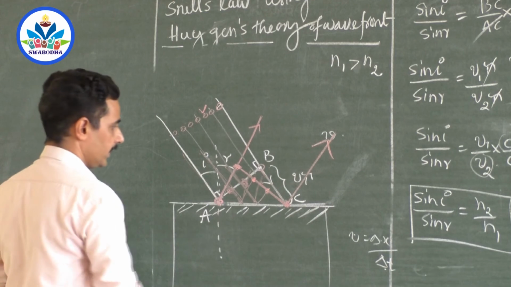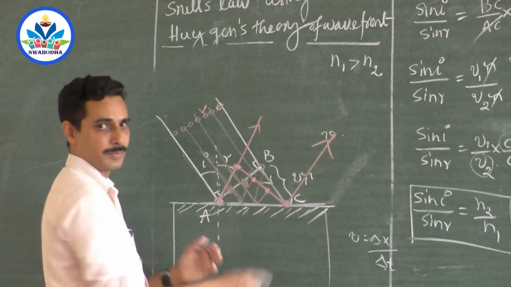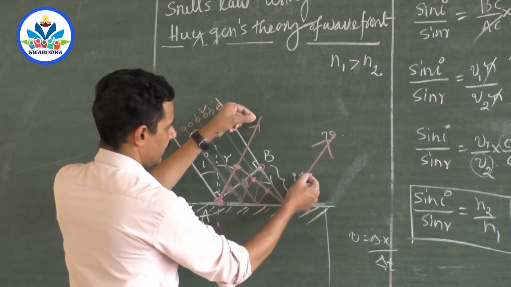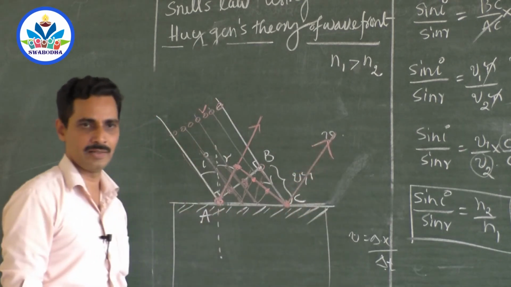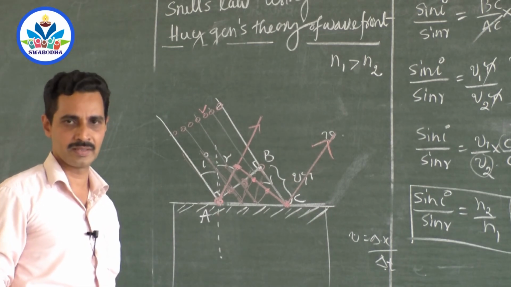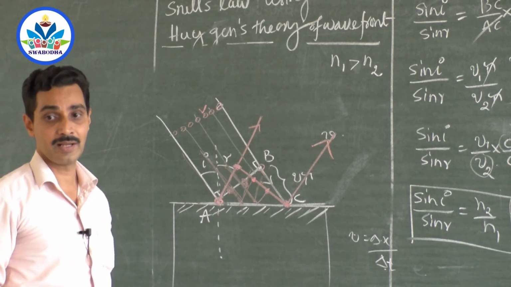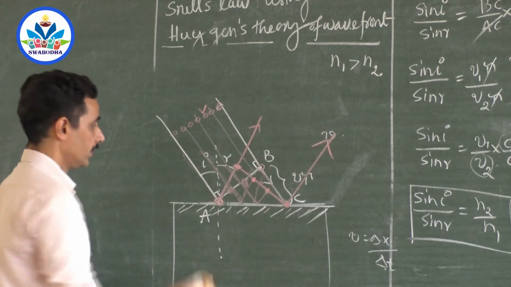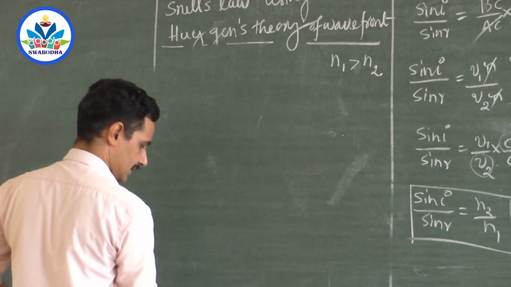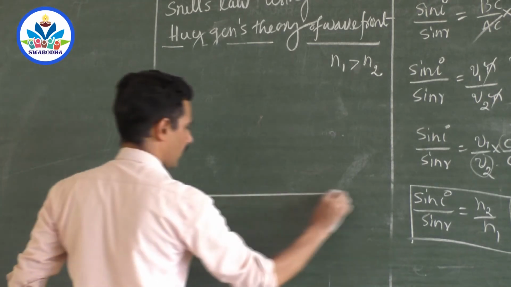Now, because this will start the journey a little bit later, suppose you count it for 10 more seconds, this will move forward and this will come here. So the parallelism is maintained. So if you incident a parallel beam of light on a reflecting surface, the reflected ray is also a parallel beam. Both are parallel. Now we have to prove that angle of incidence equals angle of reflection. So I will redraw it.